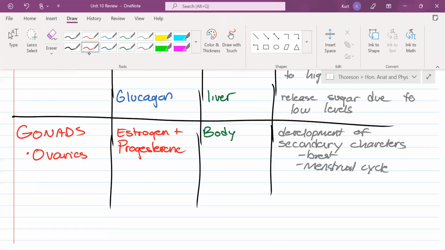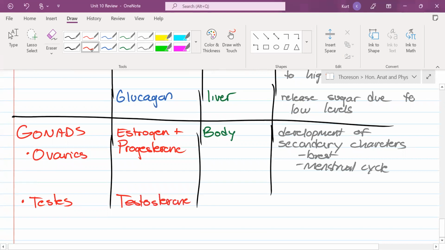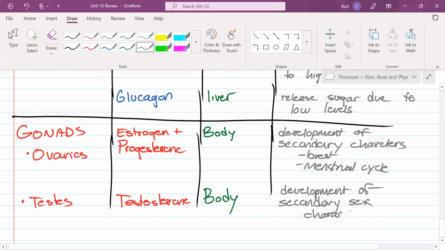In the males, we have the testes. We have testosterone. No, I'm not keeping my colors consistent because I'm trying to hustle. They go through the whole body, and it also stimulates the development of secondary sex characteristics. Large muscles, deep voice, body hair, things like that. Do we need to know what estrogen and progesterone does to males? No.